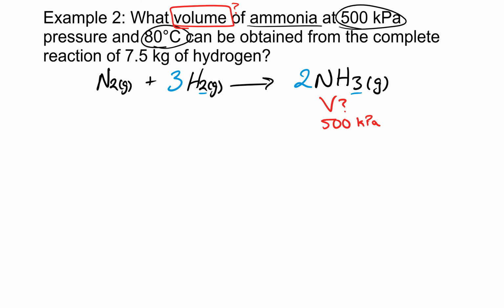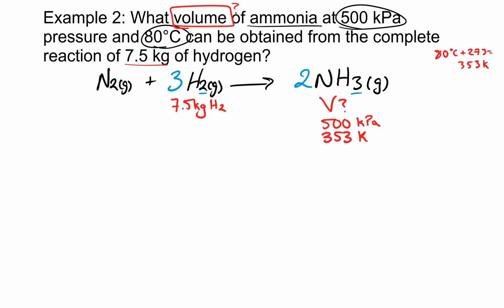Oh, that doesn't really work very well for me. 80 degrees Celsius is not something that I like. We're going to change degrees Celsius into Kelvin. So 80 degrees Celsius plus 273 is going to give us 353 Kelvin. Perfect. This looks a little bit better. 500 kilopascals and 353 Kelvin. What else? 7.5 kilograms of hydrogen. All right, no problem. So 7.5 kilograms H2.